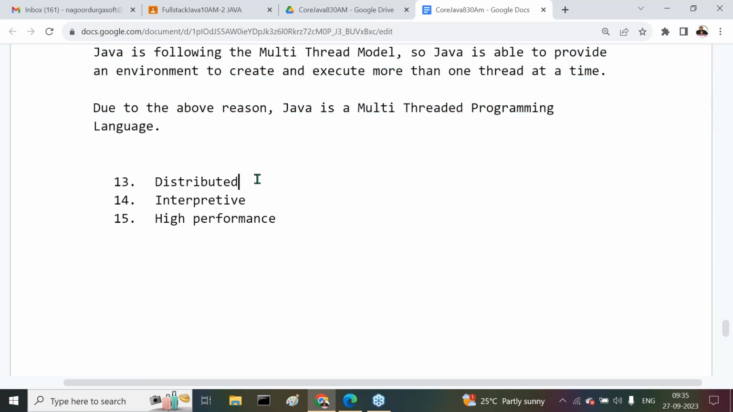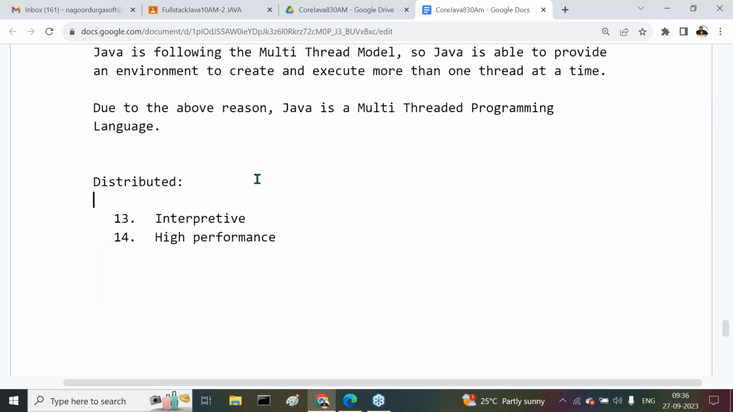That's okay, fine. Then what is the next one? Multi-threaded is okay, we understood that clearly. What about the next one, guys? Now tell me.